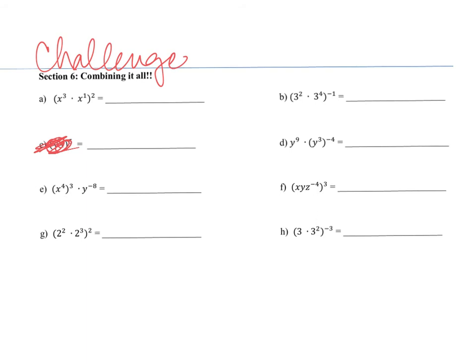All right, friends, let's see how you did. All right, here we go. I would add these exponents together first because they're inside the parentheses. So I'd have x to the 3 plus 1. And then that 2 comes along for the ride. So I had x to the 4th and then squared. And then that means I multiply the exponents when I have a power to a power.